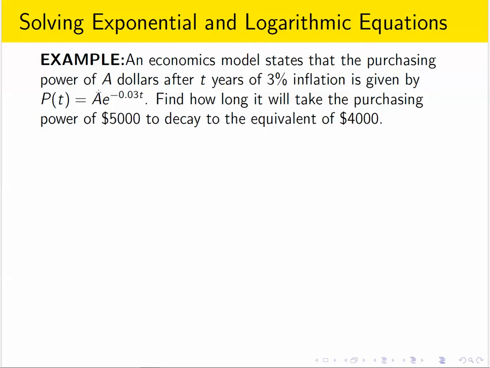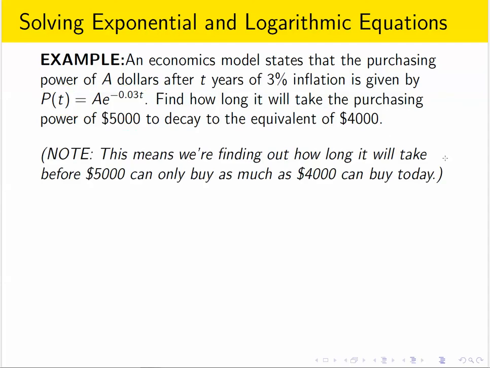And assume we're given a formula for the purchasing power of $A. Perhaps this is in an economics class. And you want to figure out how long it will take for the $5,000 you started with to only be able to buy as much as $4,000 would be able to buy today. So what you're going to do is take that initial $5,000 and plug it in as A, and then ask when will that quantity be equal to 4,000.